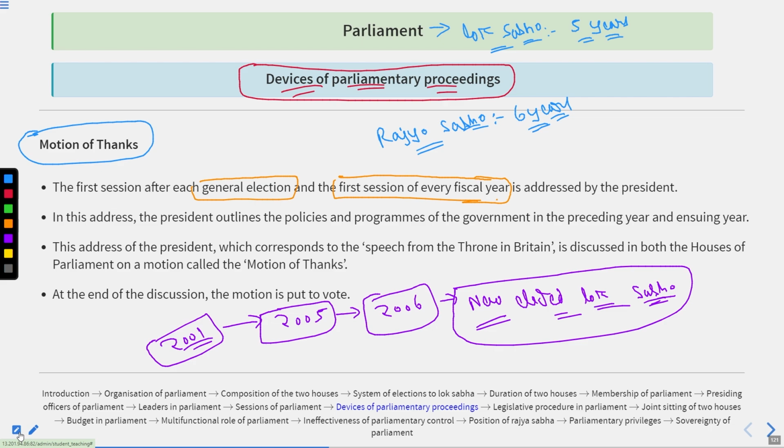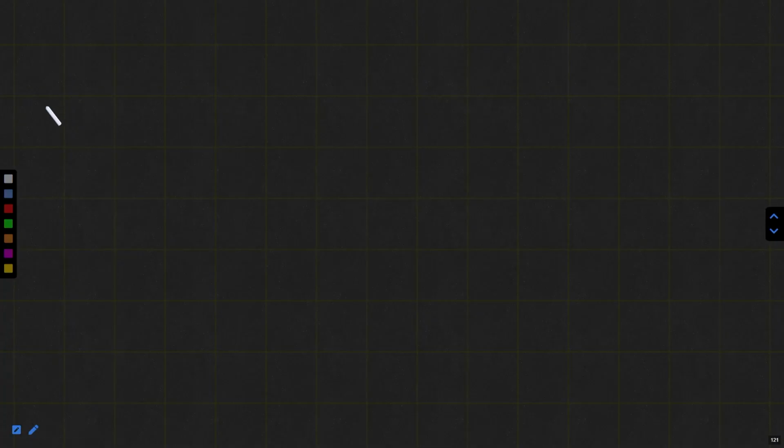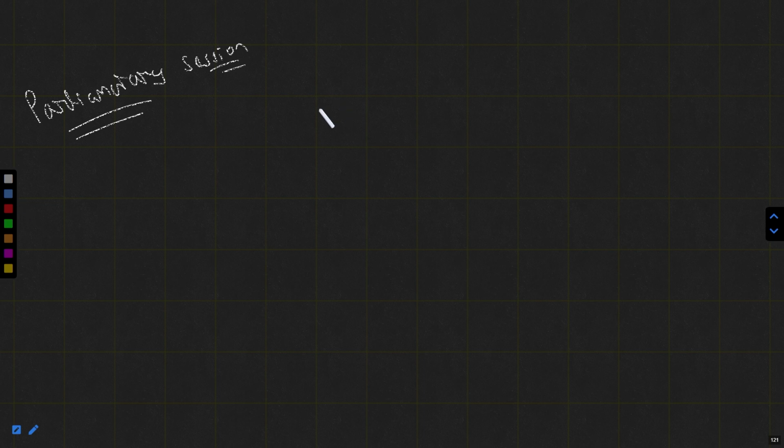If we talk about the sessions, we know that the parliament has 3 sessions. So this is the question to all of you: just tell the name and tenure of the parliamentary sessions. For this, you have 30 seconds to think and answer, and your time starts now.